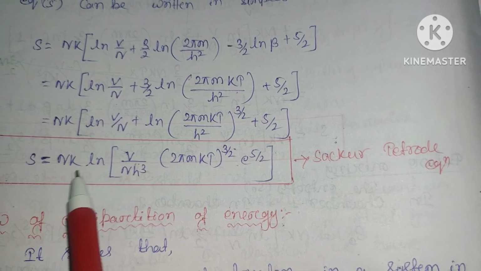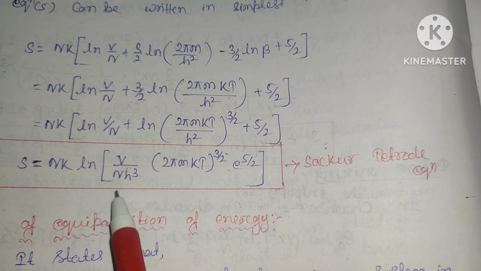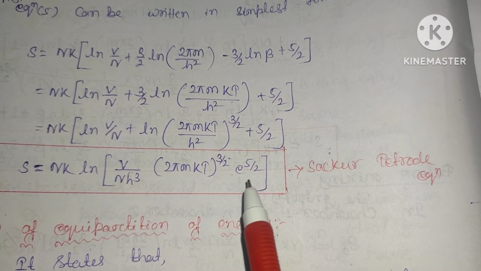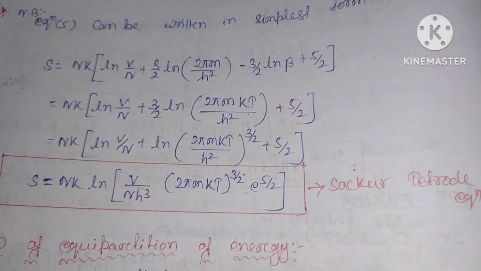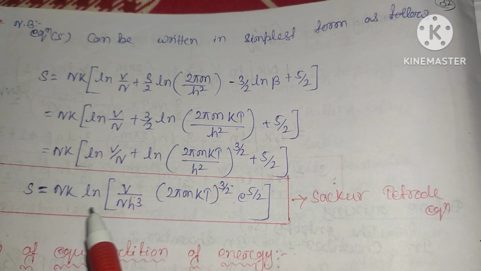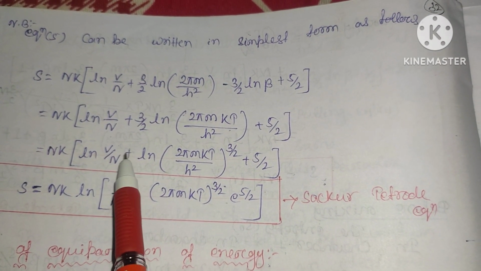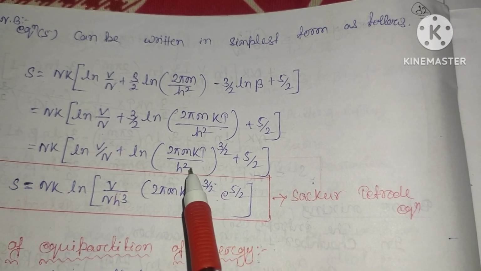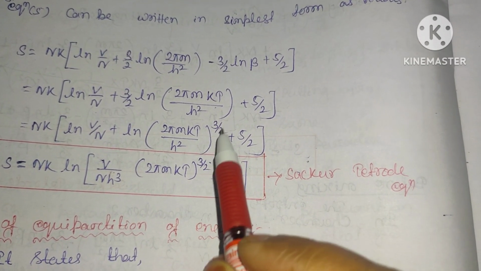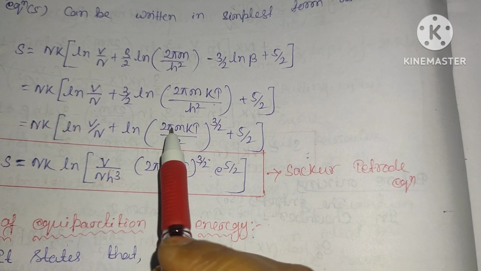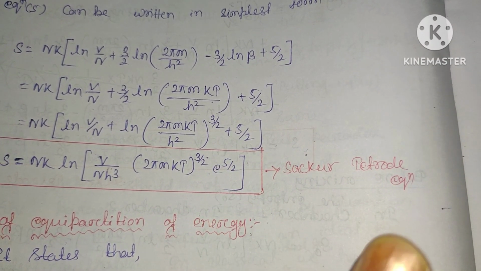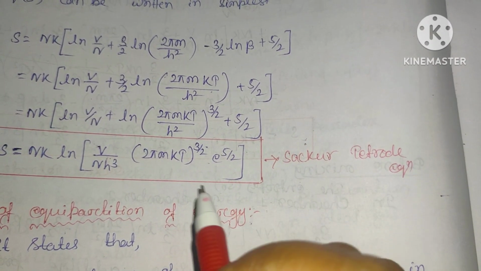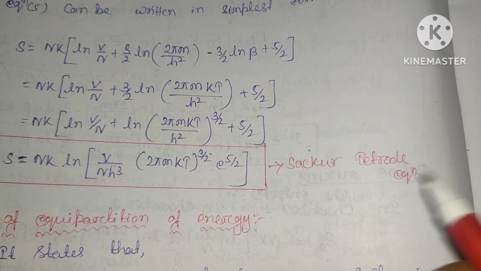S will be equal to nk ln [v by n h cube, 2 pi m kT power 3 by 2, exponential 5 by 2]. Here we have just taken the ln common. So this is nk ln, and the addition terms become multiplication: v by n, then h square into 3 by 2, the 2 gets cancelled, so this becomes n h cube, 2 pi m kT power 3 by 2. Simply taking ln common, this becomes exponential power 5 by 2. Clear? So this is another form of the Sackur Tetrode equation.